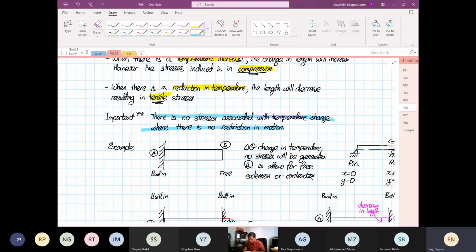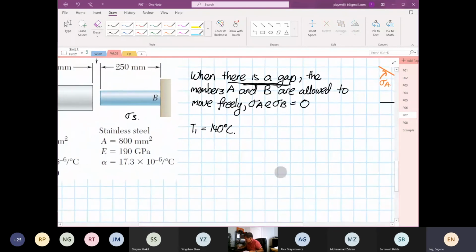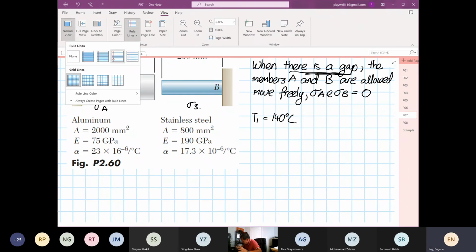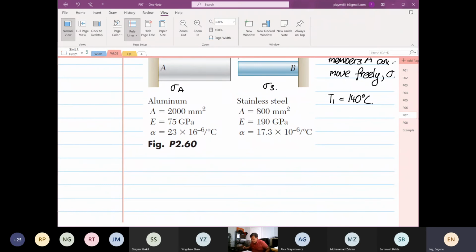Let's calculate the deflection now. Let's go. So this is the meaning of what the gap is doing to us. What the gap is, is complicating things, but it's not difficult to analyze. So the first thing we do is step one.